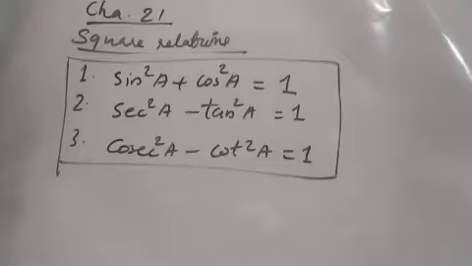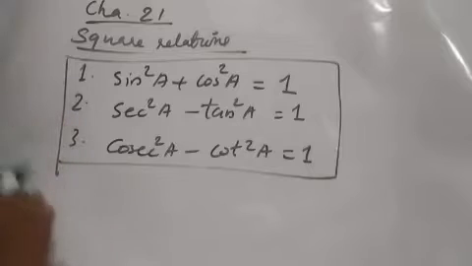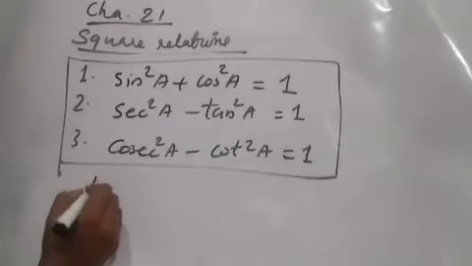So learn it by heart. Sin square A plus cos square A is 1, sec square A minus tan square A is 1, cosec square A minus cot square A is 1. Write it 3 times and learn. Now from this we can derive.